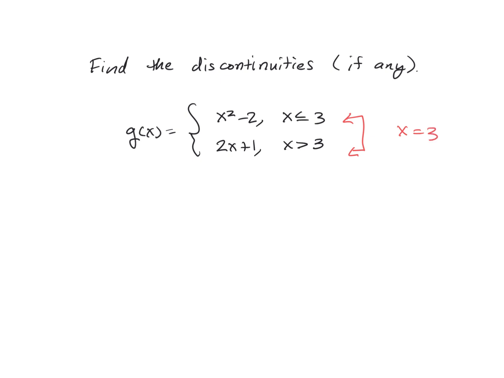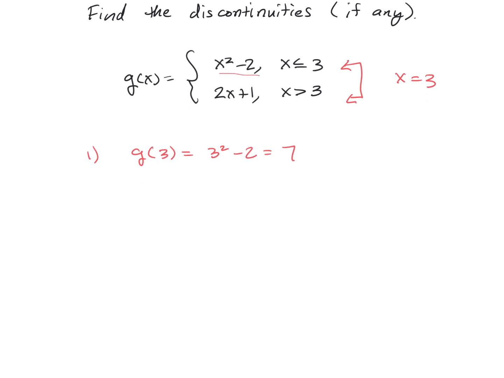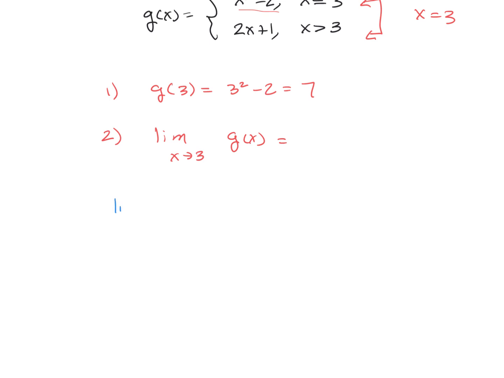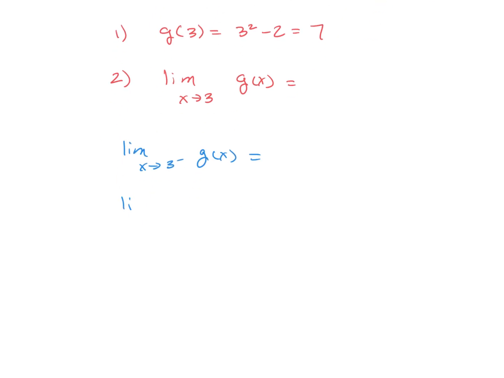So the first thing we want to do now is go through our definition of continuity, and we have to first take a look at whether or not g of 3 is defined. To find g of 3, we use the top piece of the function, so that's going to be 3 squared minus 2, which is 7. The next thing we need to do is find the limit as x approaches 3 of g of x. To find that value, we need to go in and take a look at the left limit and the right limit. And so our two limits, we'll calculate those in a minute.